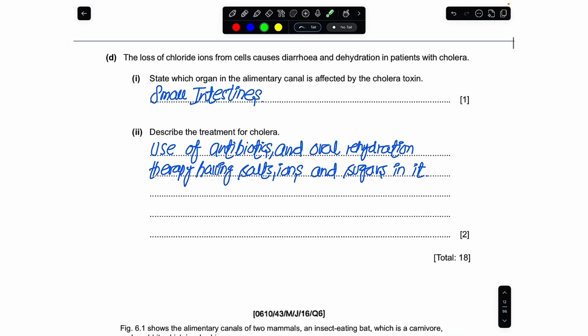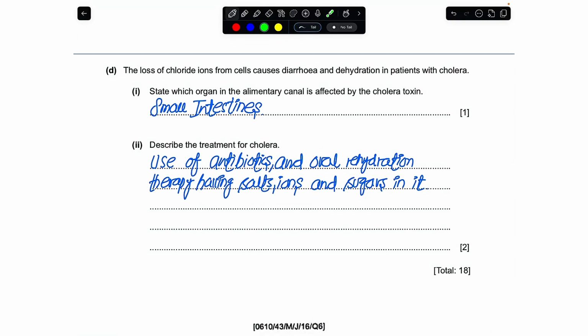If I were to move to the D part, they say that the loss of the chloride ions from the cells causes diarrhea and dehydration in the patient with cholera. Okay, fine. We are convinced the patient has the bacteria in his body, and once there is a deposition of the chloride ions within the lumen of the small intestine, for sure, here in the lumen, the water potential would be less, and ultimately, out of the intestinal cells, the water would come out into the lumen, and that would bring about the dehydration and the diarrhea.